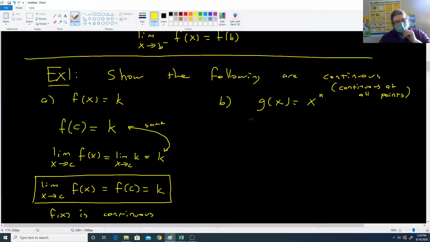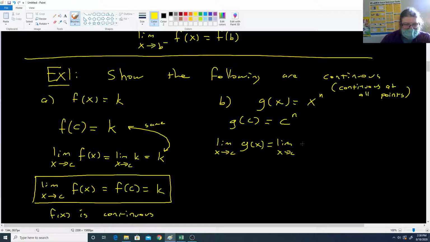So over here we want to do the same thing. Say first of all, what's g of c? Well, g of c would be c to the nth power. And second, we need what's the limit as x approaches c of g of x? Well, that would be the limit as x approaches c of x to the nth power. We could use our stuff from last time. We could pull the limit inside of the nth power and get the limit as x approaches c of x. This will also be c to the n. So these two are the same.